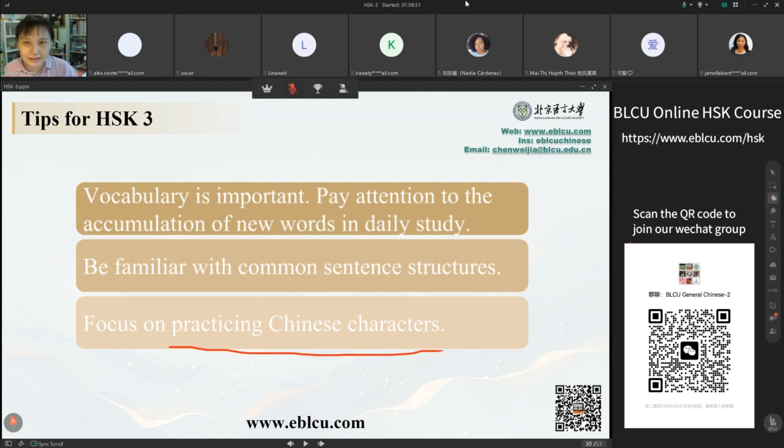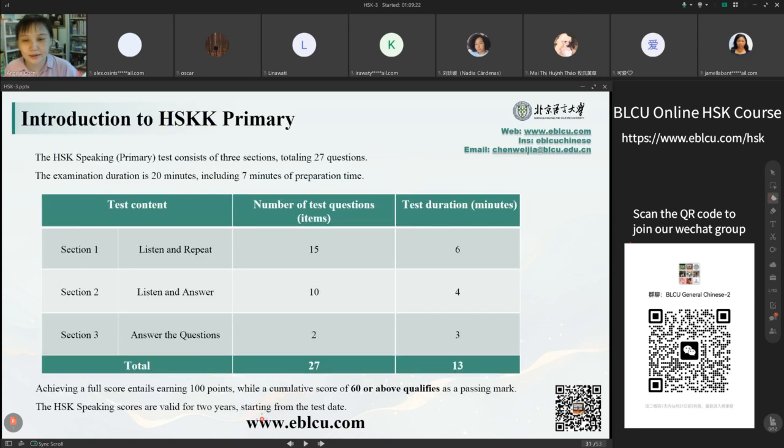I know some places have the HSK test on a computer. If you can use the computer to take the test, it's still important that you can read the Chinese characters. Maybe you don't need to handwrite them, but you need to recognize the characters so you can type them with the pinyin. Okay, so that's the HSK3 writing part test.